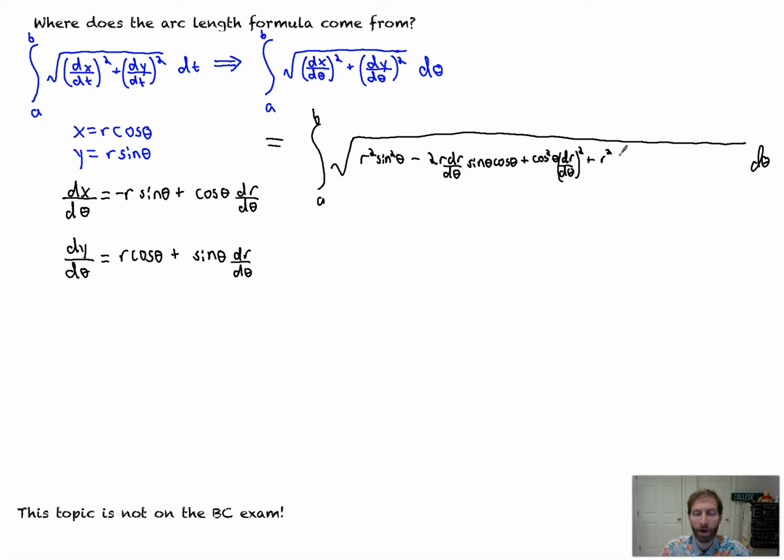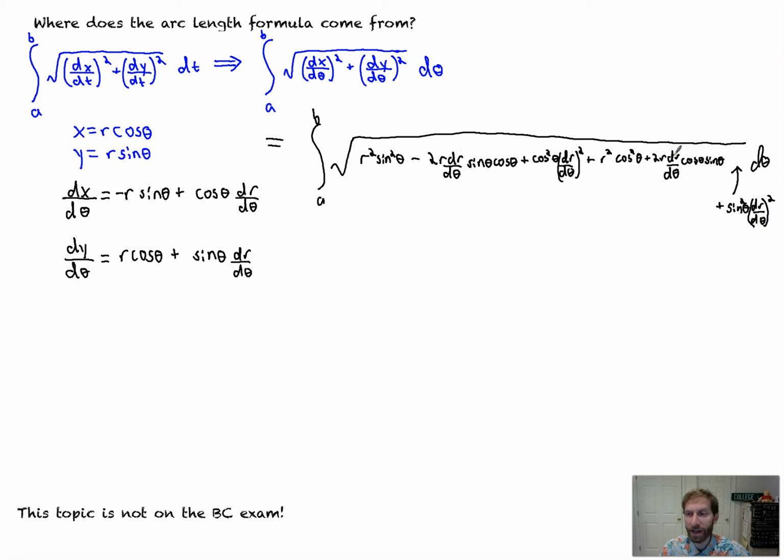You'll get r squared cosine squared theta. Interesting. And then you're going to get 2r dr d theta times cosine theta sine theta. Barely going to fit this thing in there, if at all. Yep, we're not going to fit it in. Then from there, we're going to be adding on to that the square of sine theta squared dr d theta squared. Oh my, that's gross. But it gets really nice really fast.